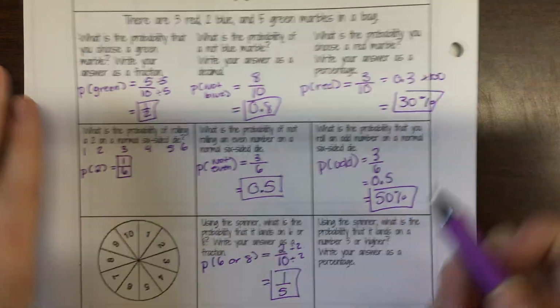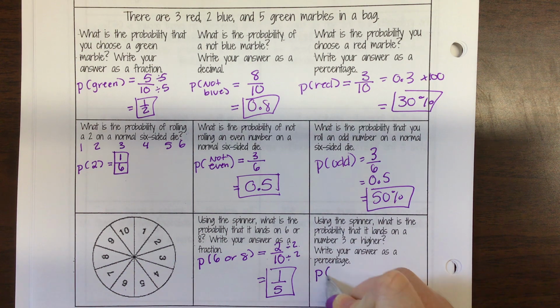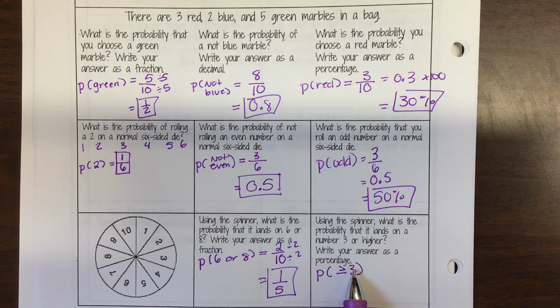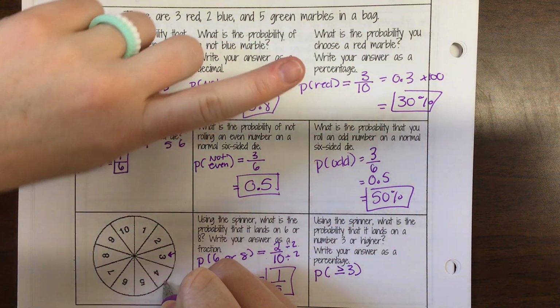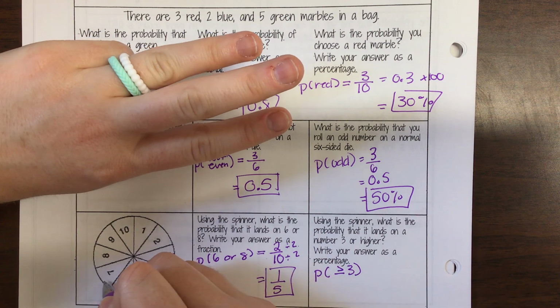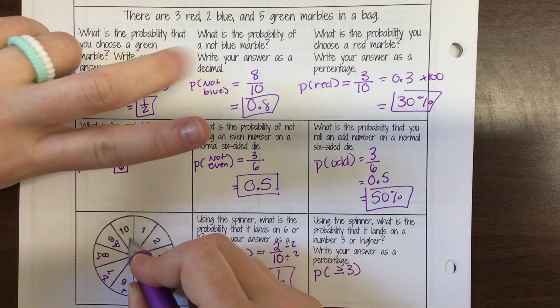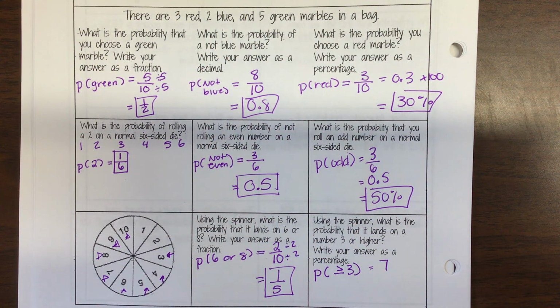Okay. Using the same spinner, what is the probability that it lands on a number that is greater than or equal to 3? So that's greater than or equal to 3. Well, 3 is included. 4, 5, 6, 7, 8, 9, 10. That's 7 numbers that are 3 or bigger out of 10 total.